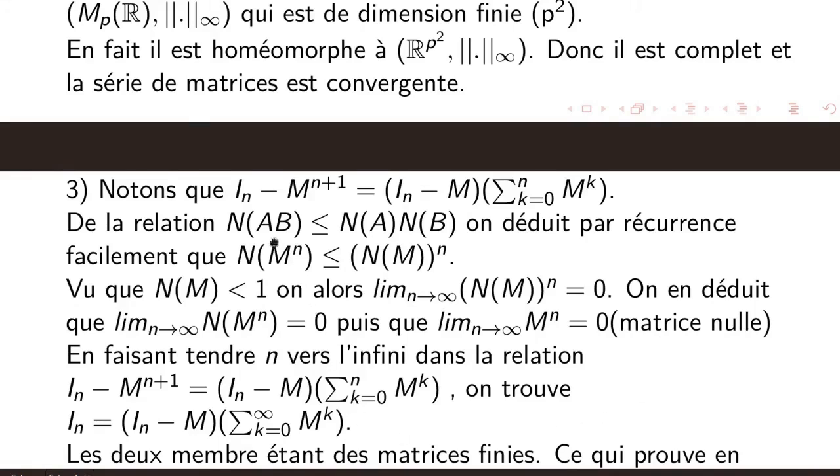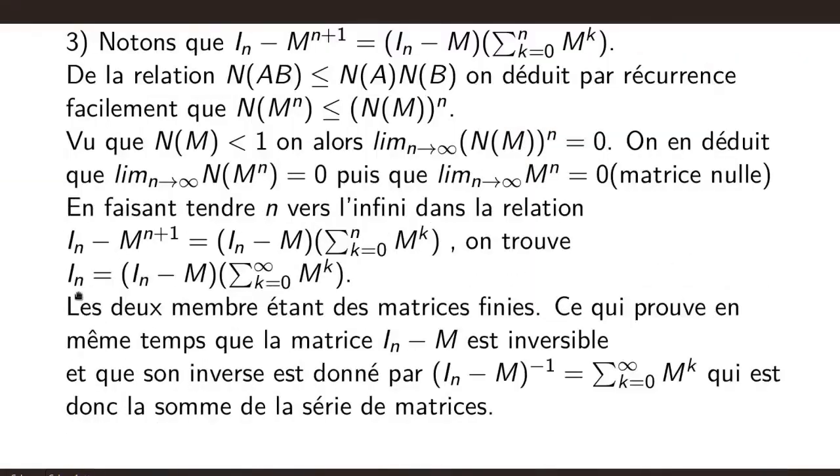We can clearly see that if we return to the identity we have written at the beginning, and in this identity we let n tend towards infinity, we see that M to the power of n plus 1 will tend towards 0, and the first term tends towards I. The second term contains the factor I minus M, which does not change, and the partial sum, which must tend towards the sum from k equals 0 to infinity of M to the power of k.